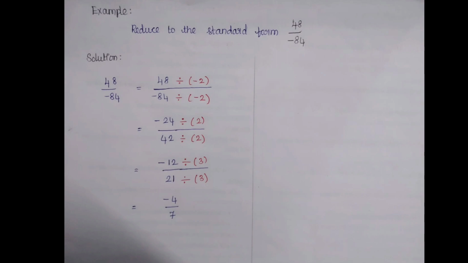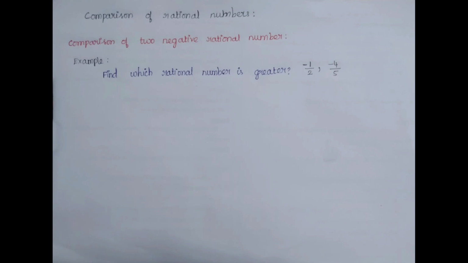I hope you have understood how to convert a rational number to the standard form. What are the conditions? The common factor between a and b should be 1 and b should be positive. Here in this number, a is minus 4 and b is 7. There is no common factor other than 1 and b is 7, which is a positive number. Hence it is the standard form.